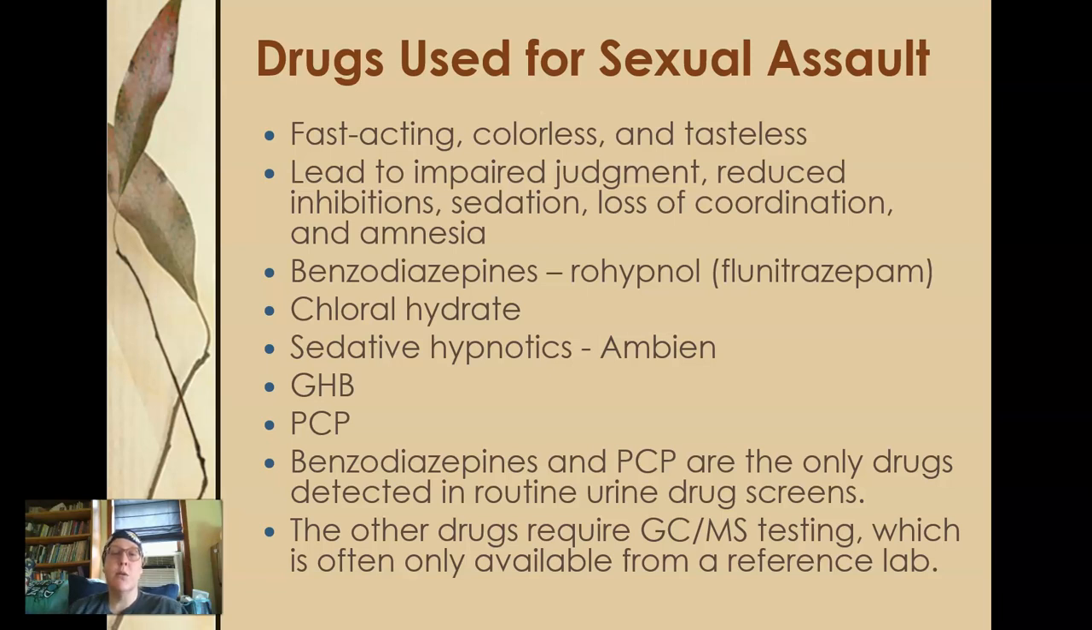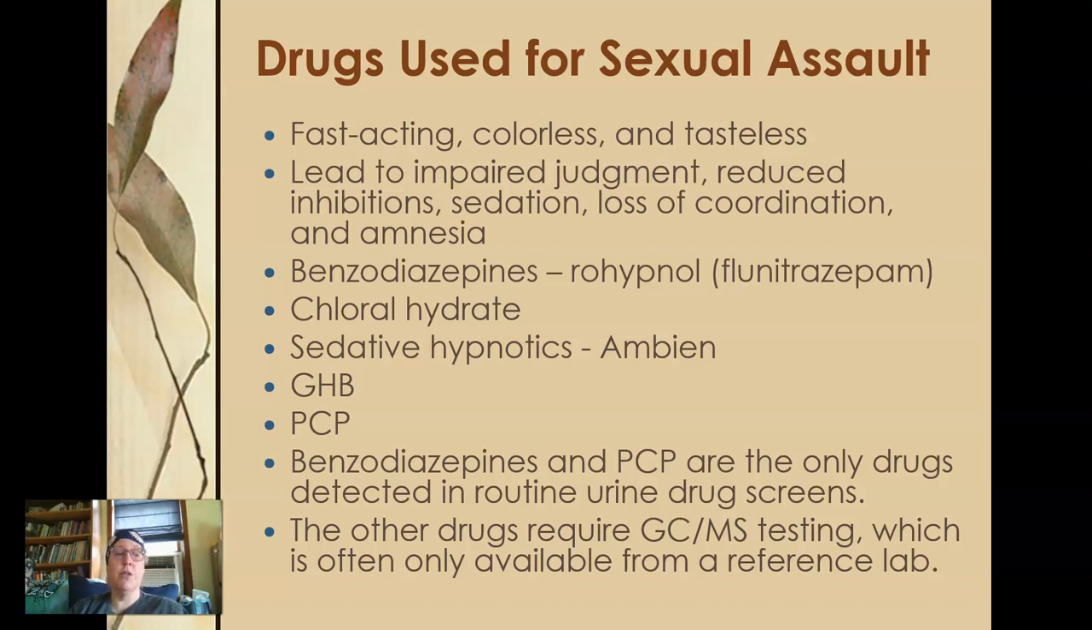Some of those that can be used are benzodiazepines like Rohypnol, also known as flunitrazepam, chloral hydrates, sedative hypnotics like Ambien, GHB, and PCP. Benzodiazepines and PCP are the only two that can be detected in a routine drug screen. The other drugs require specific testing, such as GCMS, which is often only available from a reference lab.